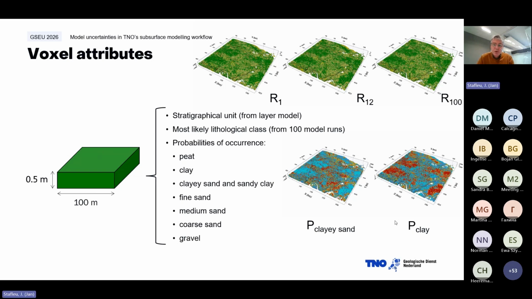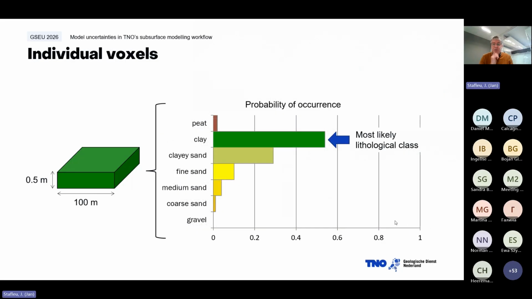And from those 100 model runs, or 100 realizations, we can calculate the probability of occurrence for each of the lithological classes, simply by counting the number of times a lithological class was predicted by the model. So if we look at the same voxel, we can construct a bar graph which shows a most likely lithological class, in this case clay, with a probability of more than 50%. But you can see that other lithological classes are also possible. So the model doesn't know for sure which lithological class is in this voxel. So this is already a kind of uncertainty, maybe the best uncertainty that you can get in the voxel model.